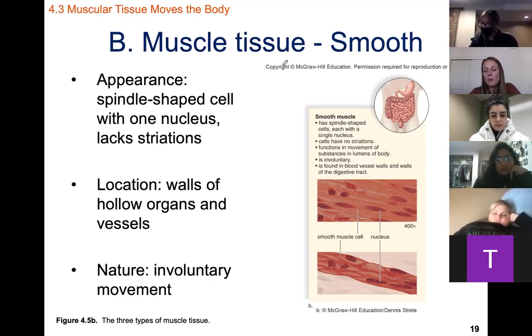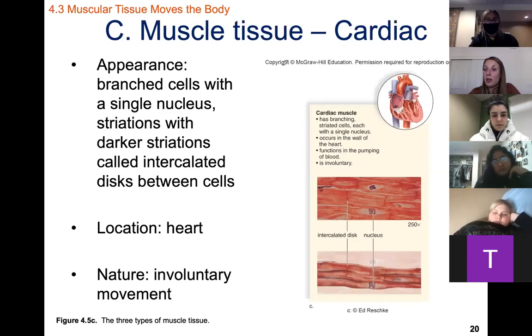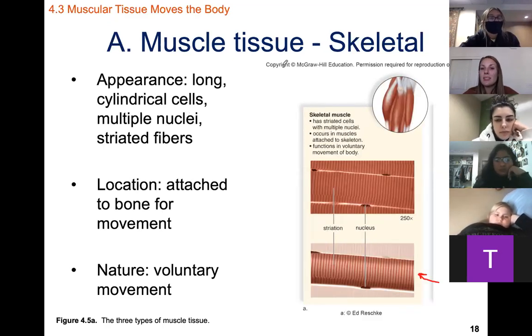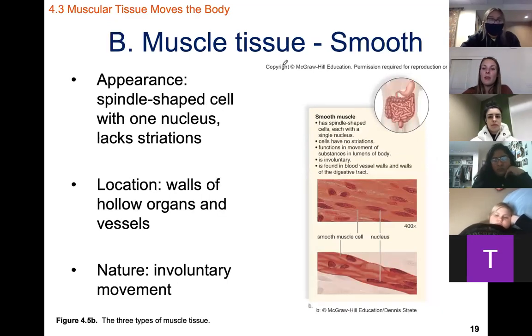This is called smooth muscle tissue, but also your cardiac muscle tissue is involuntary. Your smooth muscle tissue has the appearance of spindle-shaped cells. It has one nucleus and lacks the striations. So if you look at the picture before, the skeletal muscle, you can tell what it looks like because of the stripes. This one looks a little bit longer and has a single nucleus. Okay, this is on the walls of your hollow organs and your vessels.